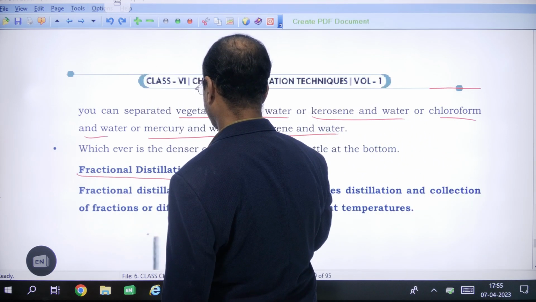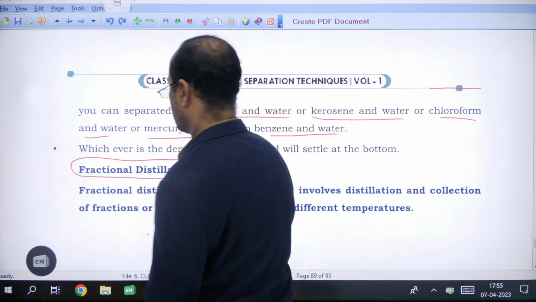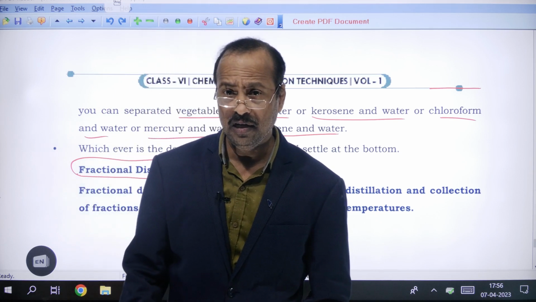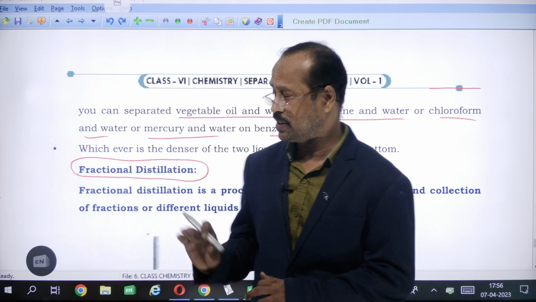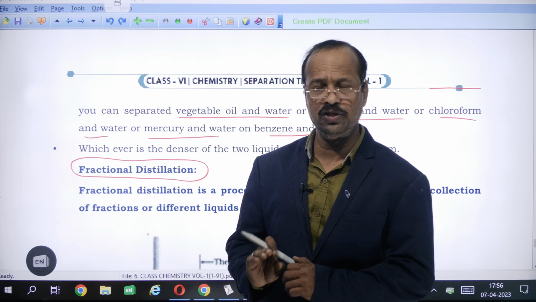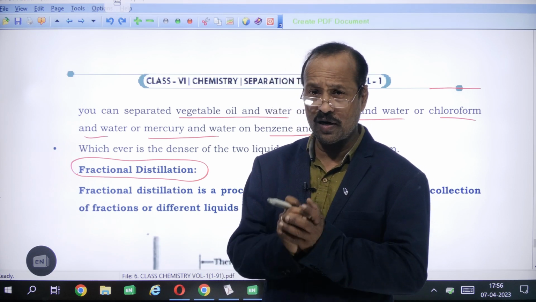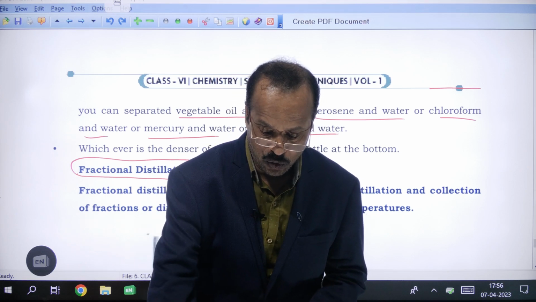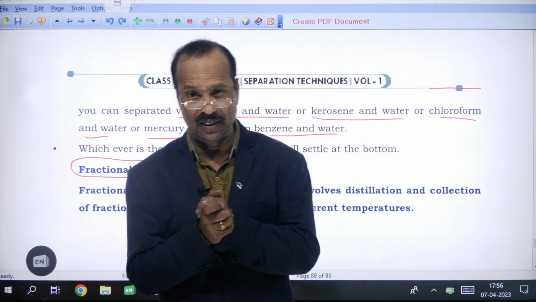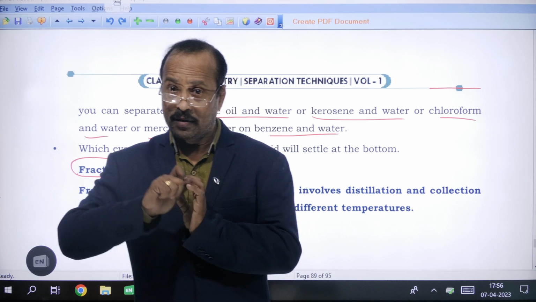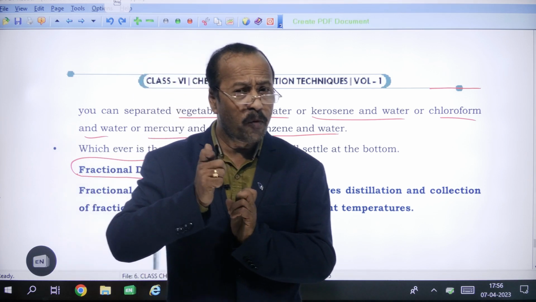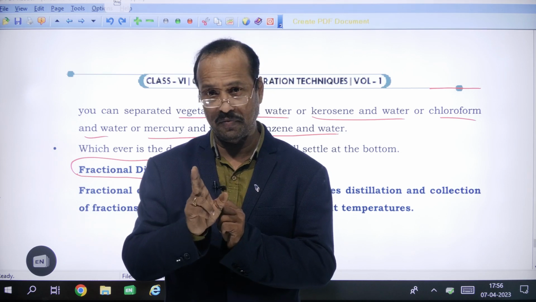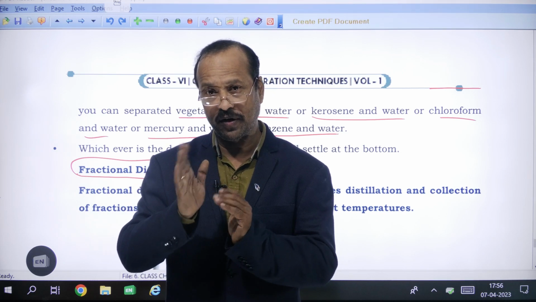Now the next one is fractional distillation. This is very important. What is fractional distillation? Already we discussed yesterday in the distillation method, right? So the distillation method also can be used here. Distillation and fractional distillation are both the same with small differences. Generally distillation we can use for a mixture of two liquids where the difference in the boiling points of the two liquids is greater than 25 to 30.